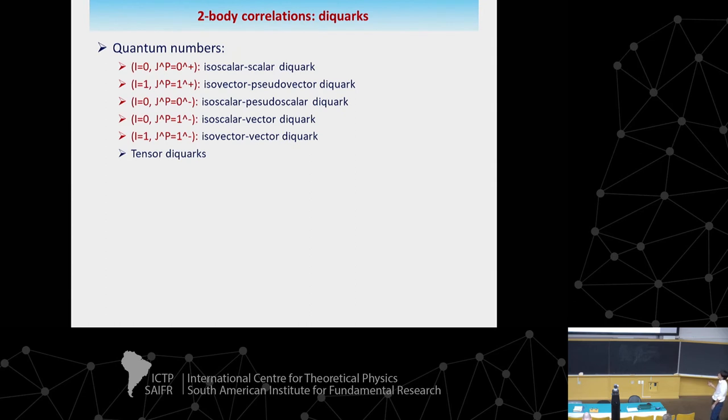Just like the mesons, there are many different kinds of diquarks. They have different quantum numbers. For example, we have the isoscalar scalar diquark with quantum numbers isospin 0, J^P 0, and positive parity. And we also have the isovector pseudovector diquark with quantum numbers isospin 1, J^P 1, and positive parity. We also have negative parity diquarks, and there should be other tensor diquarks.